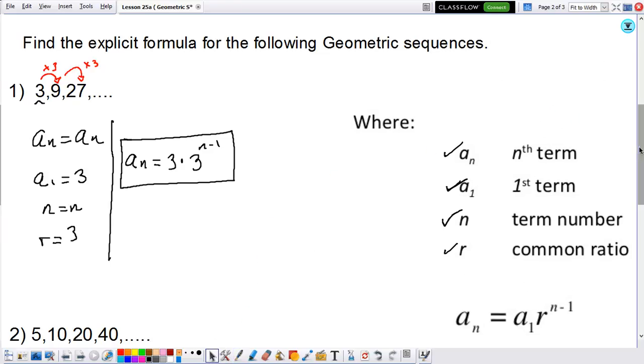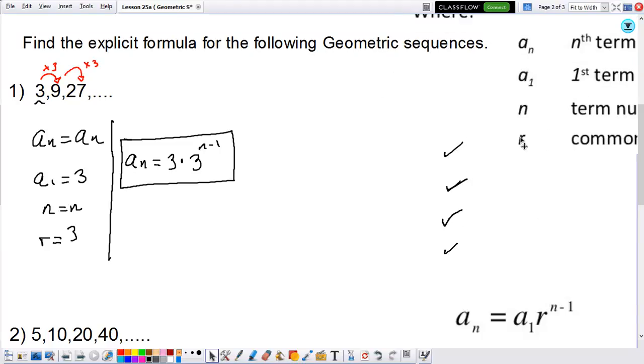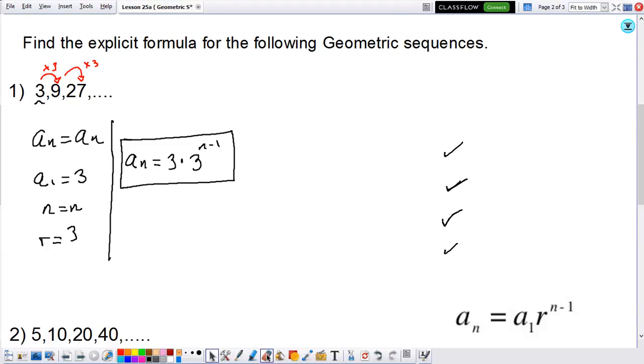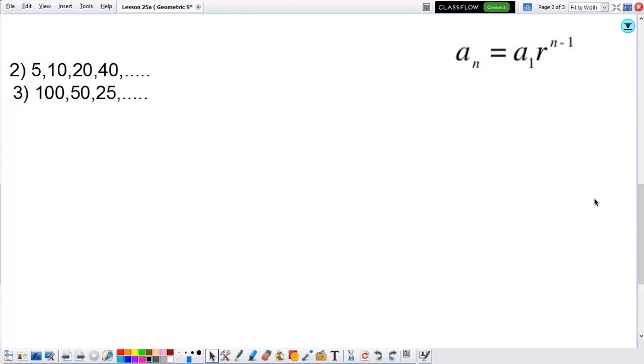Let's look at example 2 right now. Let's put this checklist on the side. I don't think we need it anymore. Example 3, let's talk about it at the end.